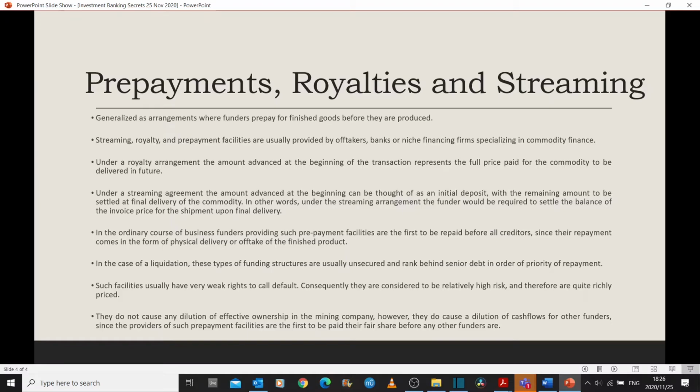I enter into a royalty agreement. I give a mine $10 million, and I say to the mine, in return, I want 1% of your production from now until the end of your mine life. Okay.